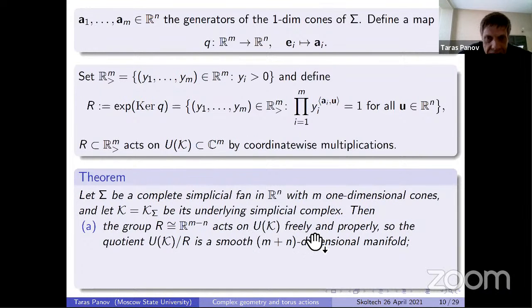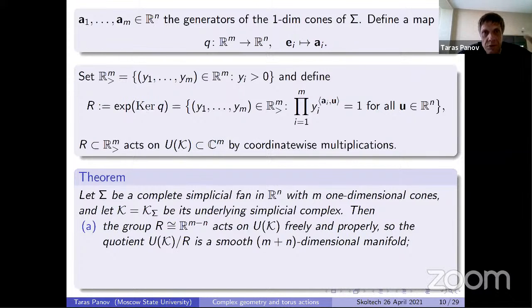The freeness is easy. It's just coming from the fan condition, from the simplicial fan, that the generators of the cones are linearly independent. And properness is much harder. That properness is basically equivalent to the fact that you started with a fan. What is a fan, right? A fan is determined by two pieces of data. One is combinatorial, this underlying simplicial complex K, right? And then you need to specify generators of one-dimensional cones. Once you know the simplicial complex and the generators of one-dimensional cones, you know everything.